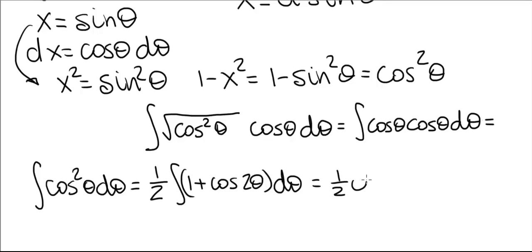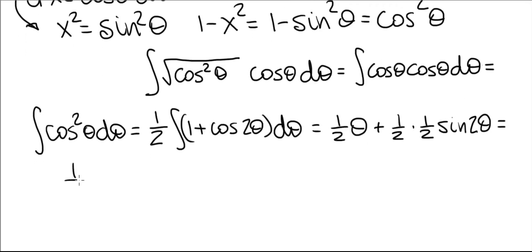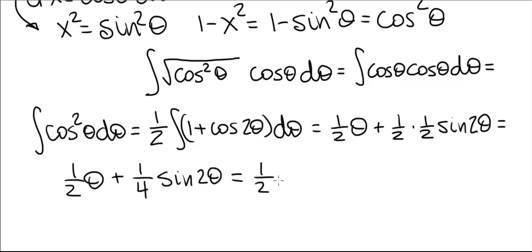This is 1/2 theta plus 1/2 times 1/2 sine of 2 theta. And this is now equal to 1/2 theta plus 1/4 times sine of 2 theta. But because remember we have to leave our answer in terms of the original variable x, not in terms of variable theta, sine of 2 theta can be replaced with the identity 2 sine theta cosine theta. And that's what we'll be doing here.